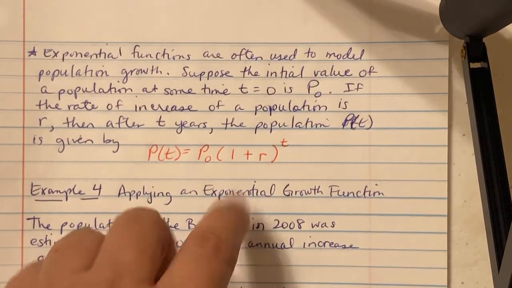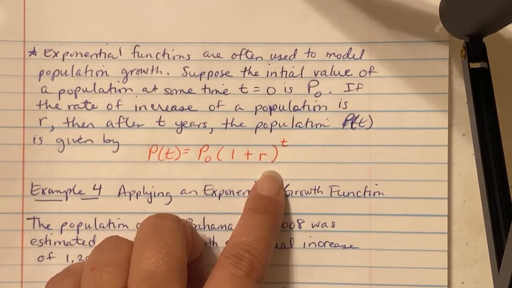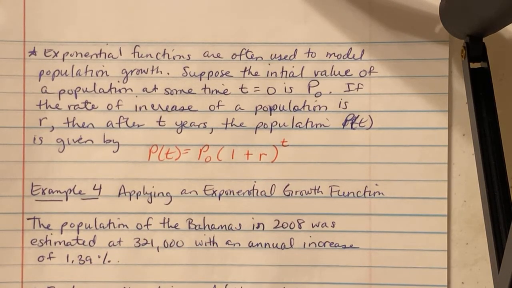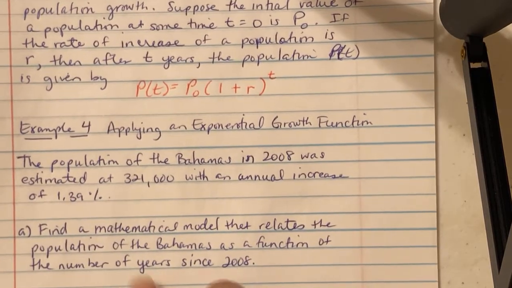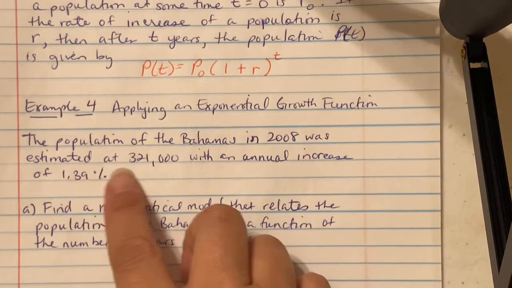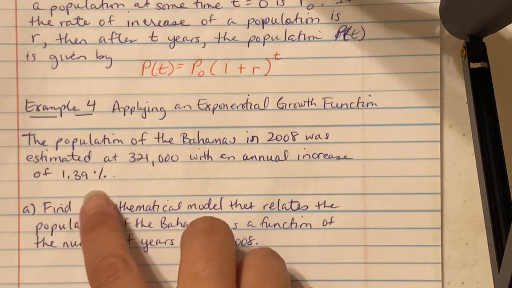So in the situation, you will know your initial and you will know your rate. They will give you a time frame as to how you want to use it. So in example 4, applying an exponential growth function, it says the population of the Bahamas in 2008 was estimated at 321,000 with an annual increase of 1.39%.